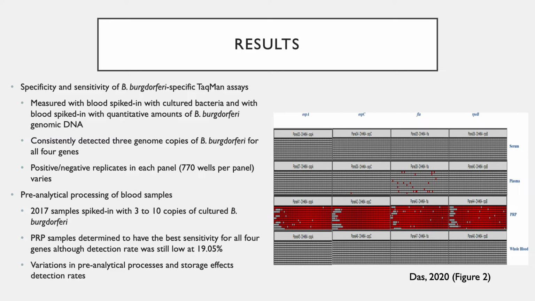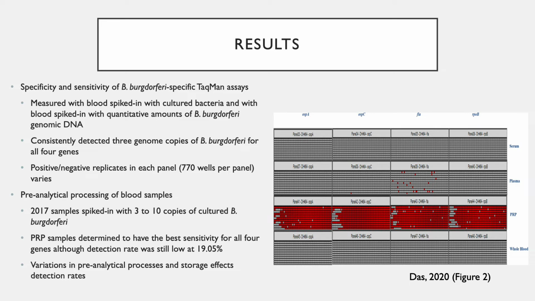Of the 21 patients, only 4 of them showed a significant CT value for one of the genes. They figured that this low detection rate could be due to variations in storage and the pre-analytical process, and that actually these 2 things can have quite some significant effects on the detection rates.